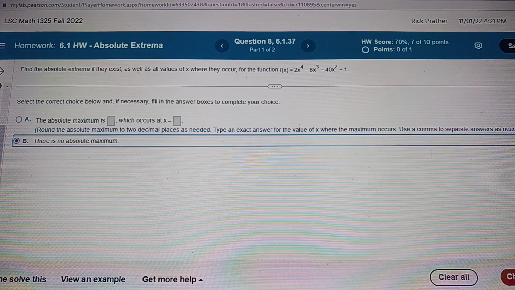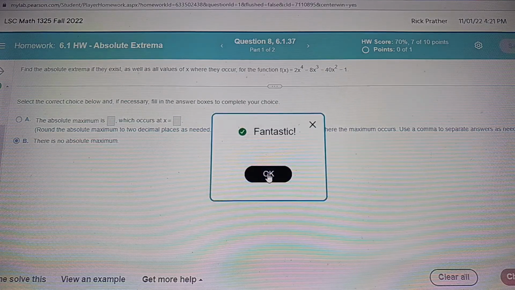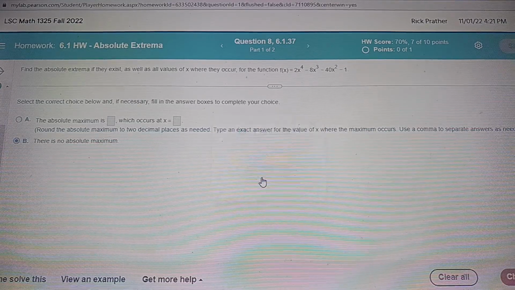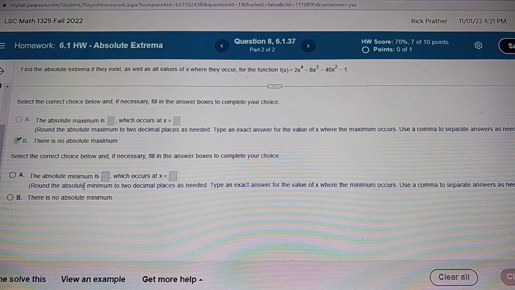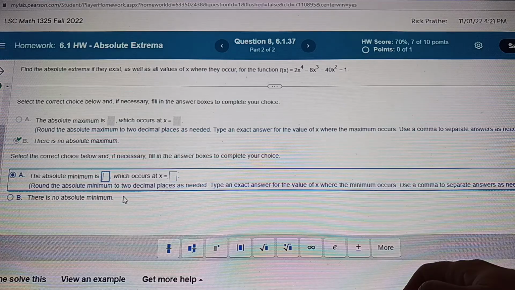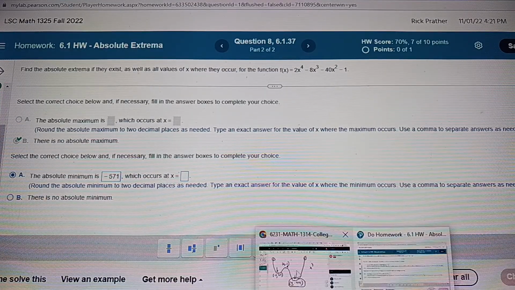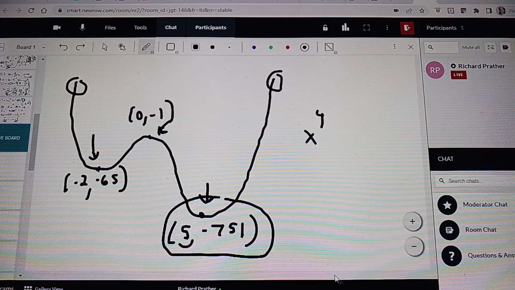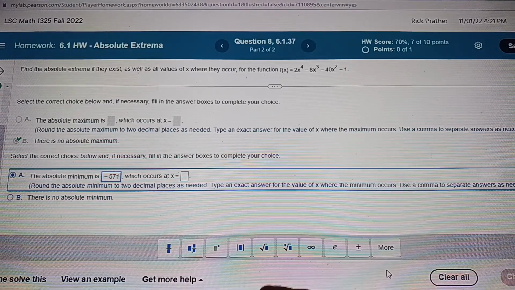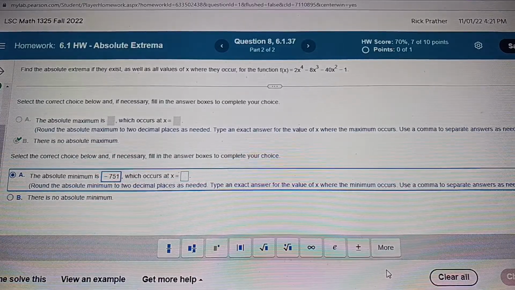So there is no absolute maximum. I know that from college algebra. It goes up forever, just like problems 1 and 2 where you looked at the graph. And then there is an absolute minimum. Using a little bit of college algebra knowledge, I was able to figure that out. Negative 751, dyslexic moment there. Negative 751, and it occurred at x equals 5.